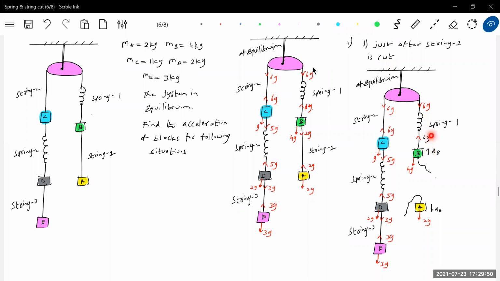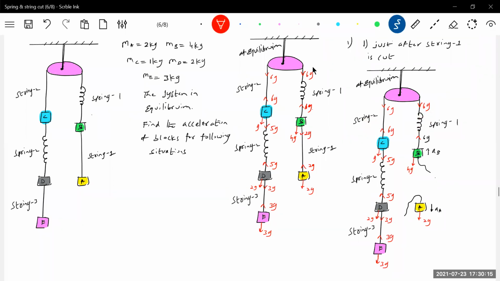So this will have acceleration AB upward. Then yes, we have a string. It is connected to spring. So if the spring force doesn't change, the tension also will not change. What is the reason? The string 2 is connected to spring 1. So there is no change in spring force, so no change in tension of string 2.